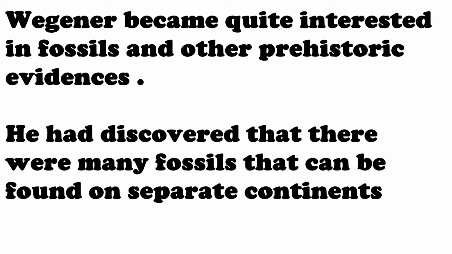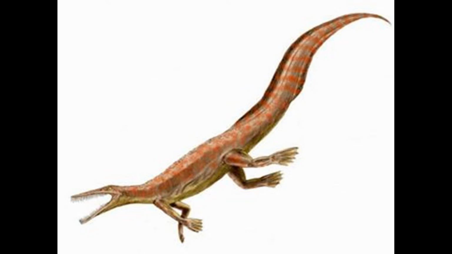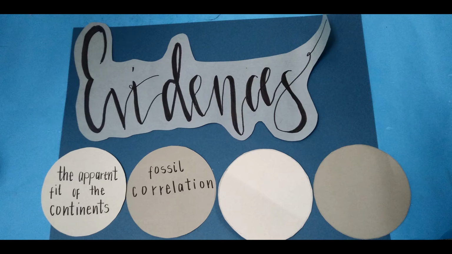Wegener became quite interested in fossils and other prehistoric evidence. He discovered that there were many fossils that can be found on separate continents. An example of this is the Mesosaurus, a freshwater crocodile-like reptile that lived between 286 and 258 million years ago, found solely on the eastern coast of South America and the western coast of Africa.